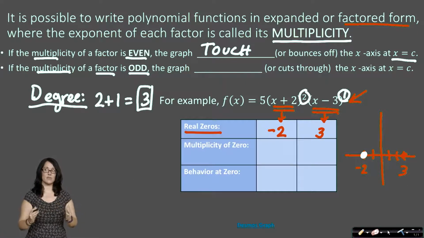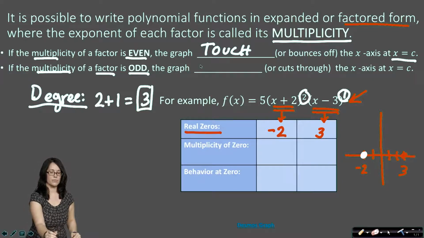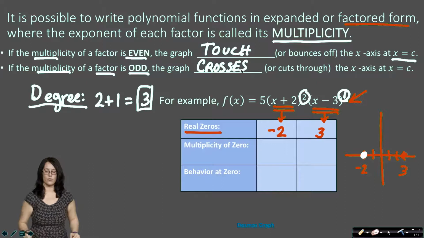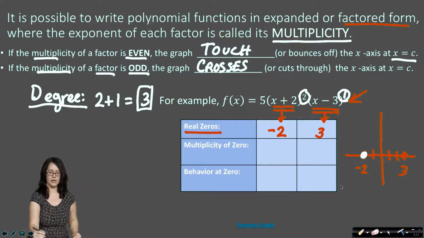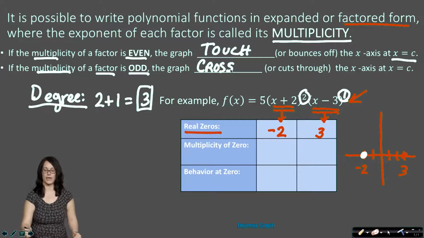So that makes sense if you think of y equals x cubed, right? At 0, because the multiplicity is odd, it's 3, we are crossing the x-axis and continuing on our way. So that would be, in this case, crosses for our fill in the blank. The graph will cross the x-axis. You could also say the graph would cut through the x-axis at that location.